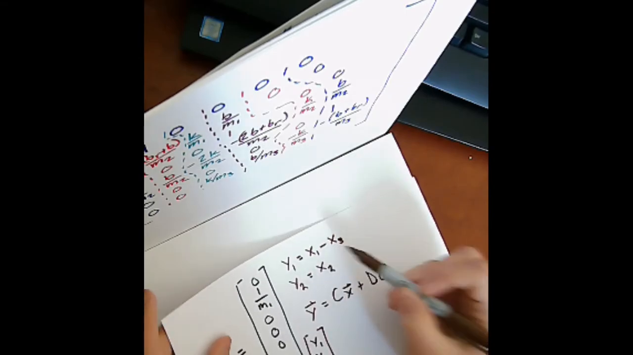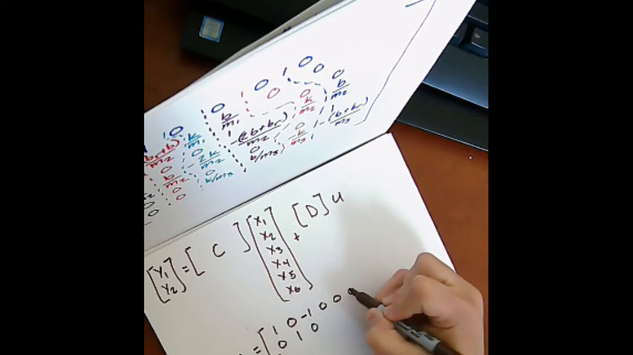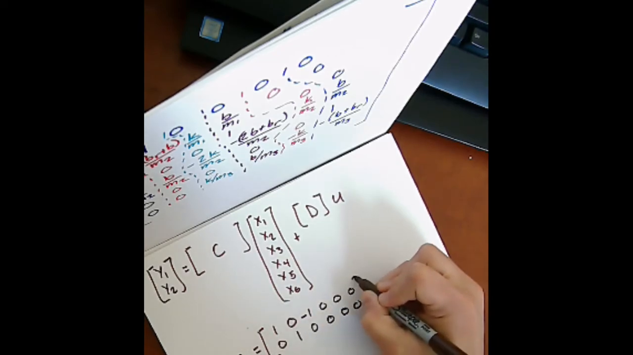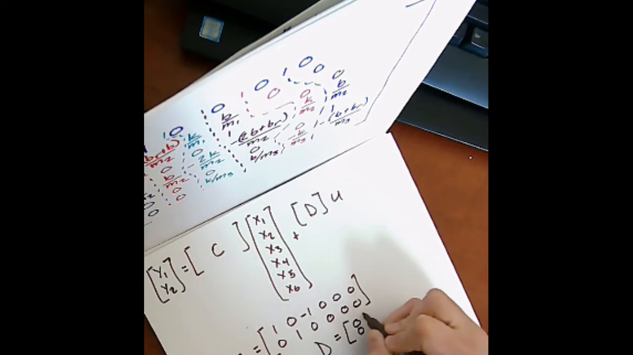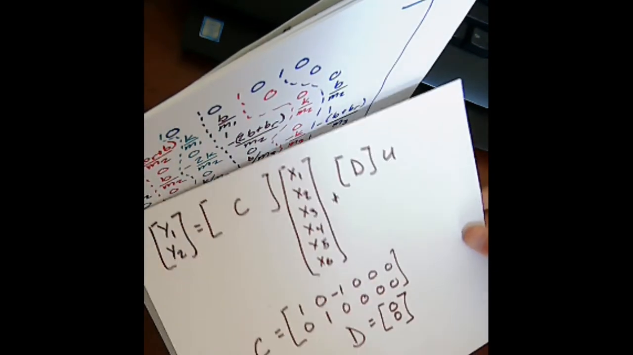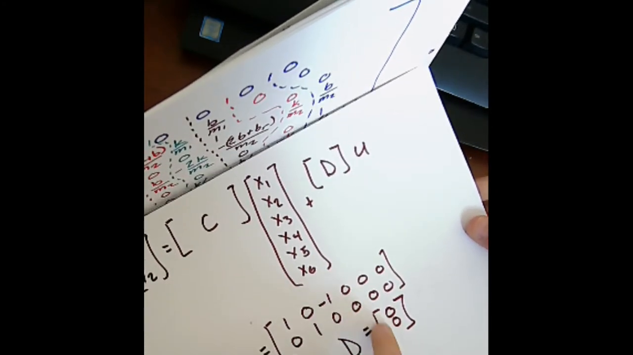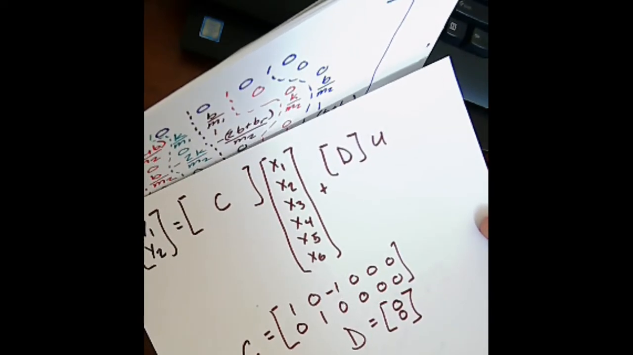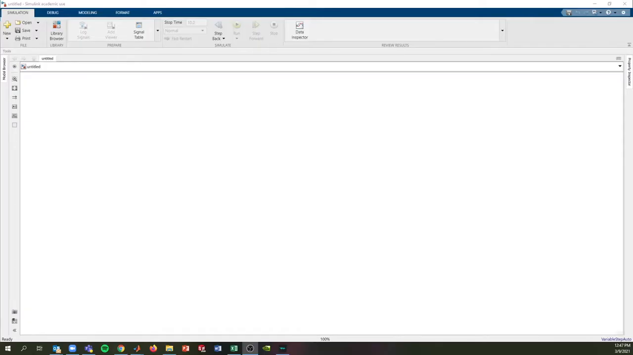x3, well, that's a negative 1. Negative 1, 0, and then x1, x2, x3, x4, x5, x6. D, well, it's just going to be zeros, right? There's no U's in there. Not 8, but 0. 2 zeros. Right? And that's what we're looking at.